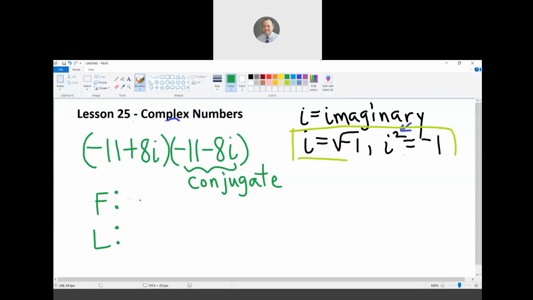Our first two terms are negative 11 times itself, which is 121, and we multiply our last two terms, 8i times negative 8i, and that gives us negative 64i squared.